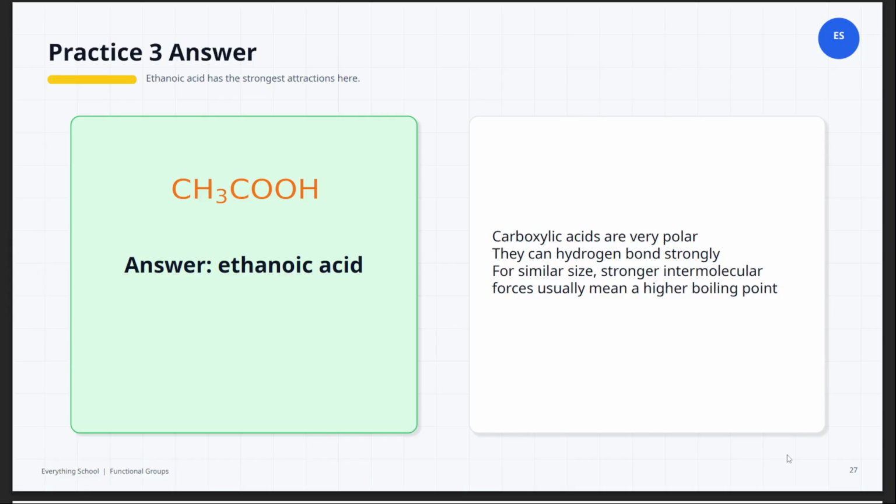Propane is mostly nonpolar. Dimethyl ether is polar and can accept hydrogen bonds from water, but it does not donate hydrogen bonds to itself the same way an alcohol or acid can. Ethanol can hydrogen bond, but the carboxylic acid group is usually stronger in this comparison. Stronger attractions usually mean a higher boiling point when the molecules are being compared fairly.